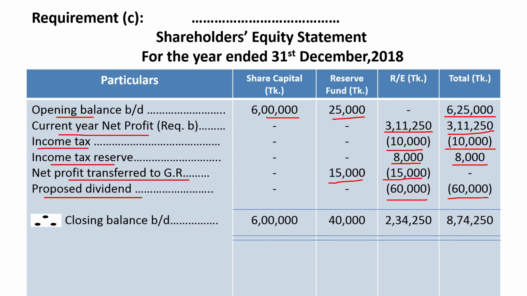Okay, dear students. Now total share capital 6 lakh taka, total reserve fund 40,000 taka, total retained earnings 2,34,250 taka, and total amount column, that is closing balance 8,74,250 taka. Okay, dear students, I hope that you have clearly understood.